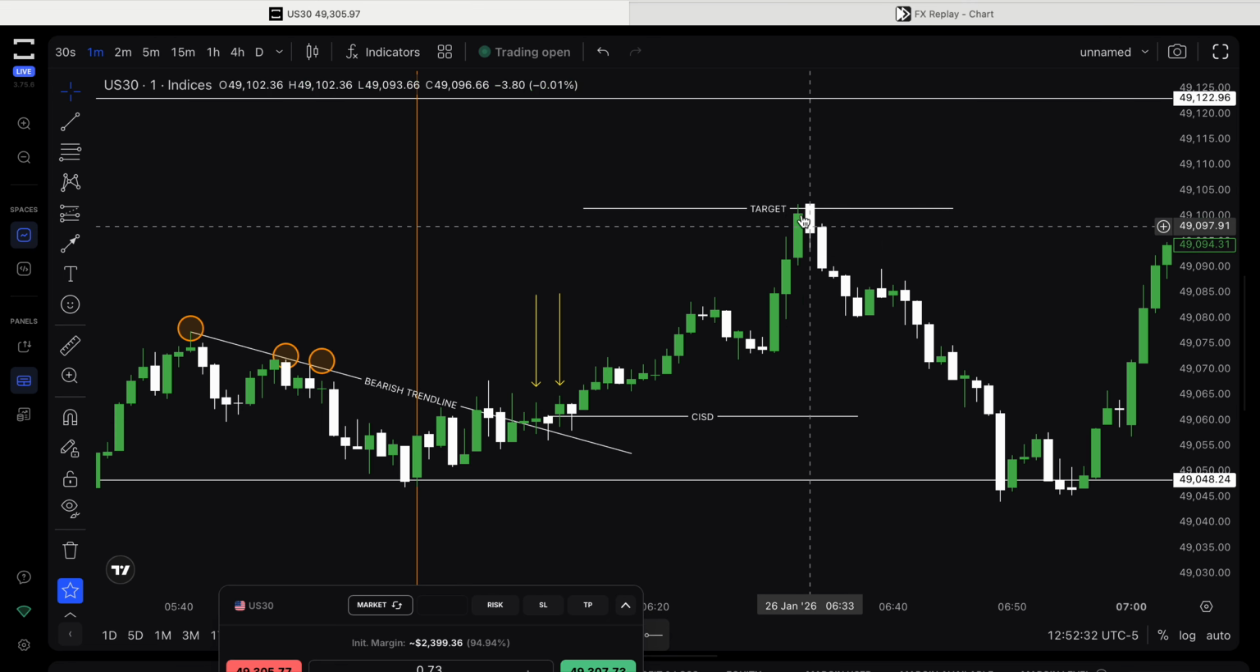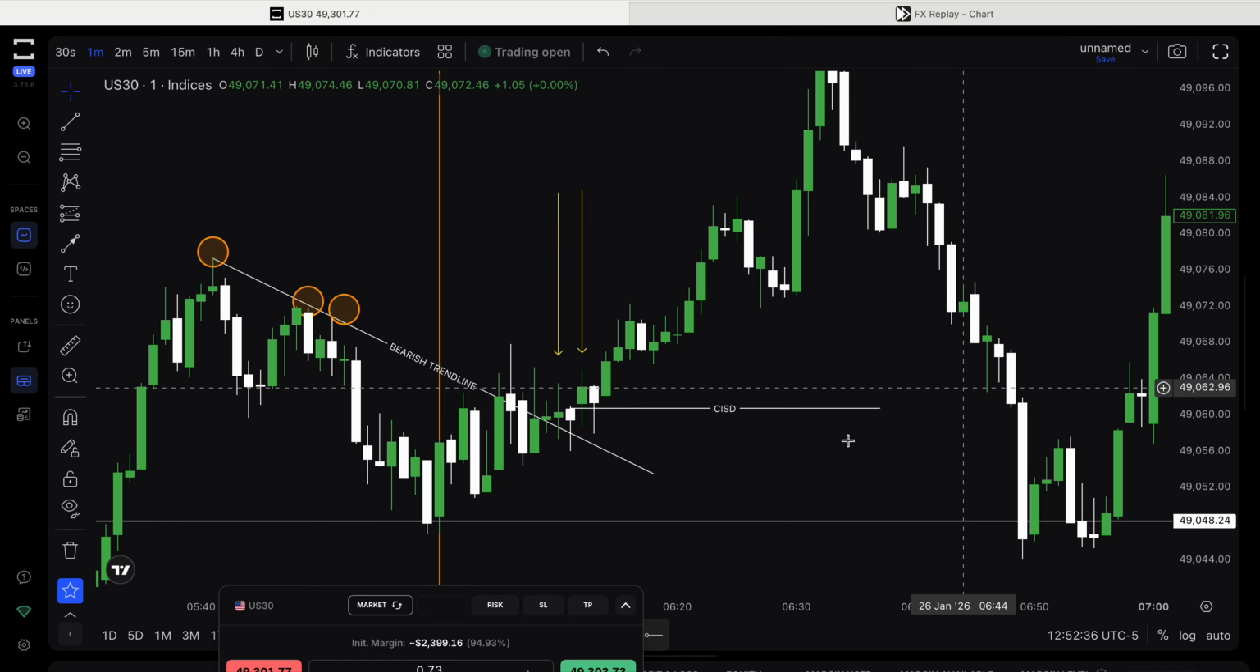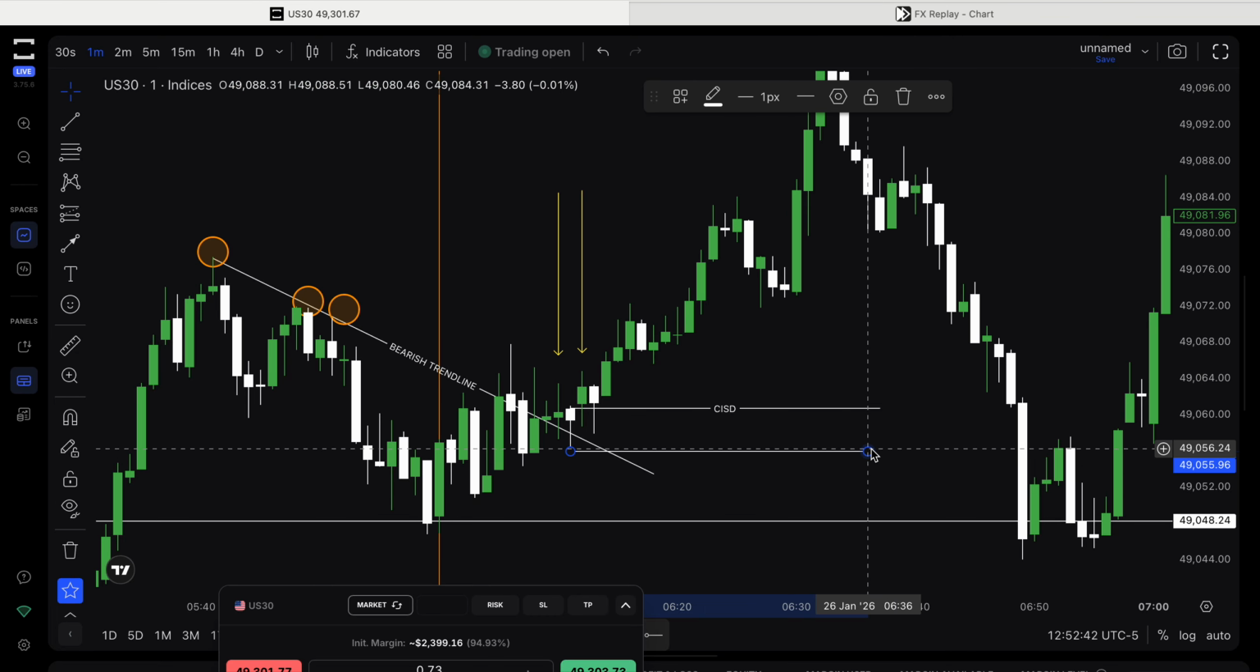So the target was right here. Now let me tell y'all my stop loss. I don't be in a rush to move my stop loss. So my stop loss was down here. This is originally where my stop loss was at.